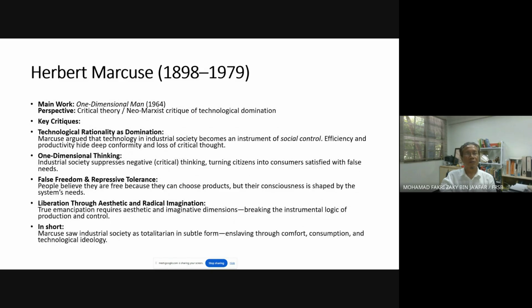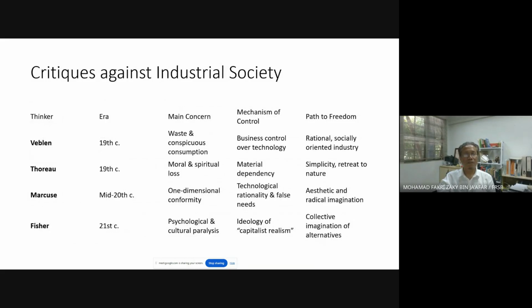So another critique that might be of interest to us is One-Dimensional Man by Herbert Marcuse. He critiques technological rationality as domination. He argued that technology in industrial society becomes an instrument of social control. Okay, and he says that industrial society has one-dimensional thinking. It suppresses negative critical thinking, turning citizens into consumers satisfied with false needs, false freedom and repressive tolerance, with liberation through aesthetic and radical imagination. In short, Marcuse saw industrial society as totalitarian in a subtle form. So these are the differences between the three.